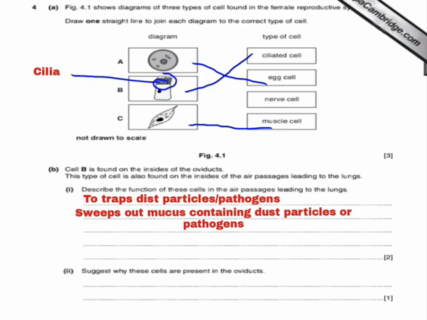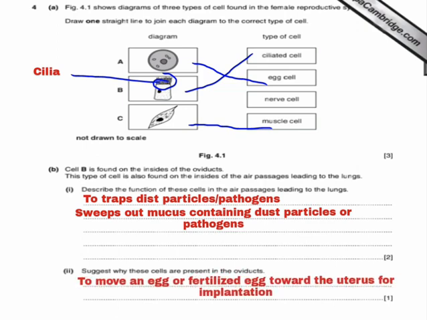Okay, then Roman numeral 2 is saying suggest why these cells are present in the oviducts. So the oviducts, or the fallopian tubes, are usually specifically found in the female reproductive organ. Now, the reason why they are found there, their function is to move an egg or fertilized egg toward the uterus for implantation.